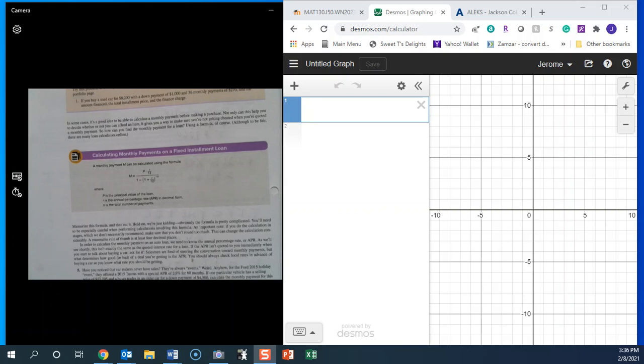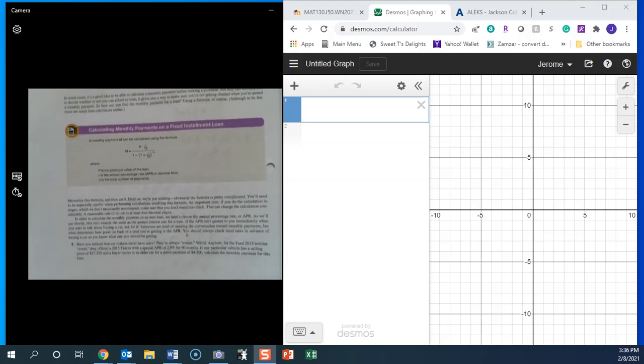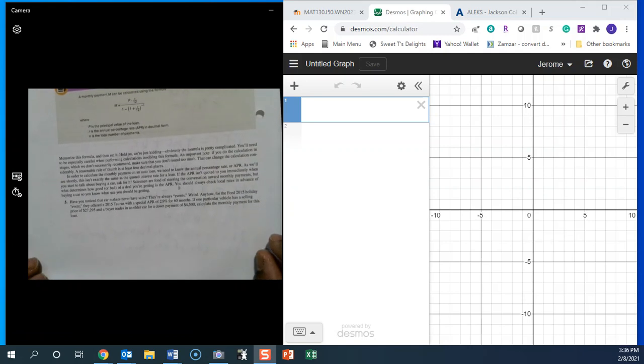So now I would tell you this. With a formula like this, even if you have a calculator, this will be a lot of typing in your calculator. That is why Desmos turns out to be the better calculator, because once you type it in once, all you have to do is just go back and change numbers. You don't have to keep retyping it in. So let's go down here.